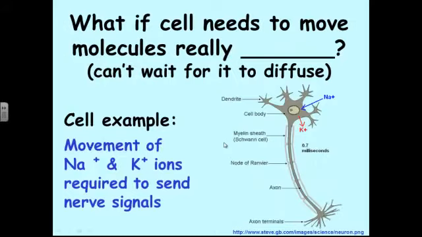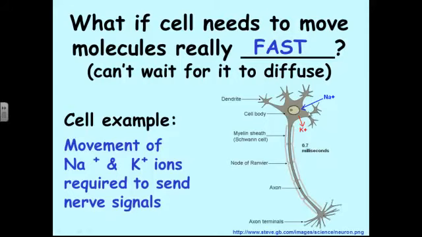What if the cell wants to move something really fast? It can't wait for it to diffuse a long distance. Example would be a nerve cell. What makes a nerve send a signal is the flipping of sodium and potassium ions across the cell membrane. And if I have my hand on a hot stove, I don't want to wait for molecules to diffuse slowly all the way up my arm, all the way up to my brain.